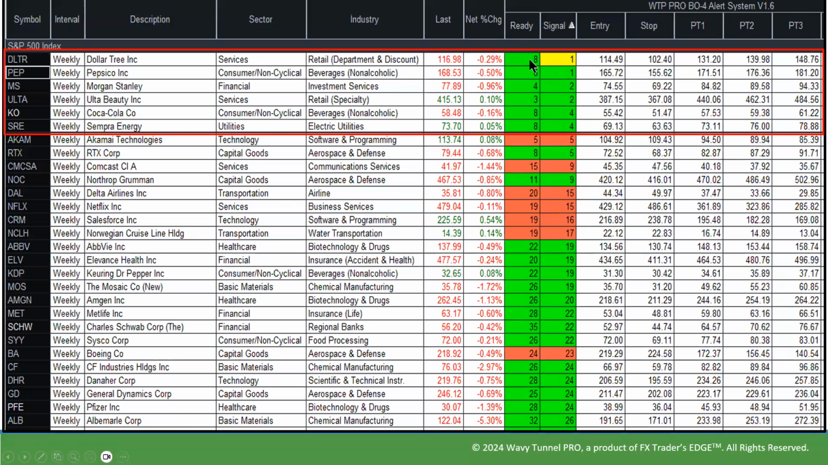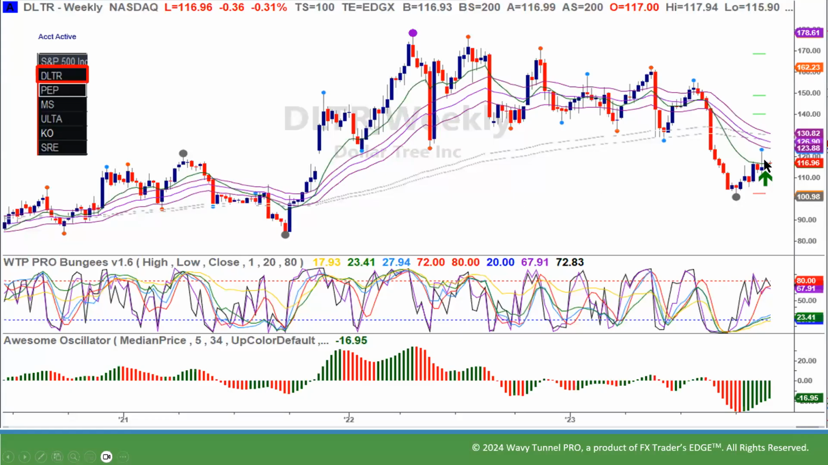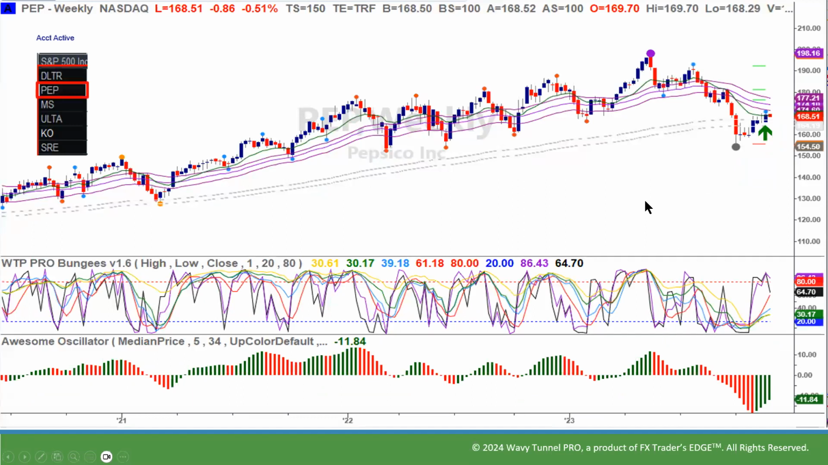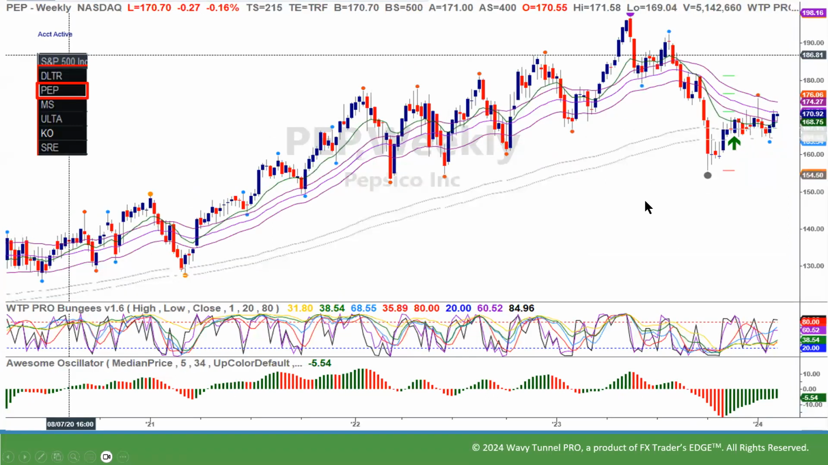Okay, these were trades that I showed several weeks ago, I guess in maybe my January presentation. So just to let you know how it played out, okay, Dollar Tree, and this was taken yesterday. So it hit 2 profit targets. And this is PepsiCo. It hit 2 profit targets.